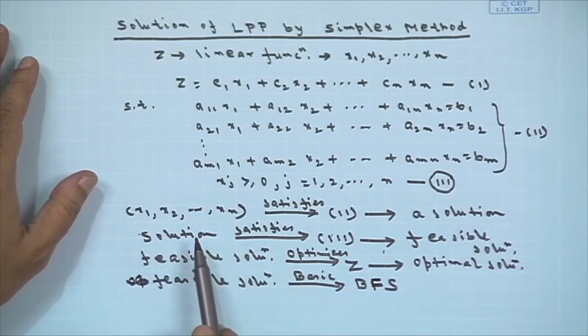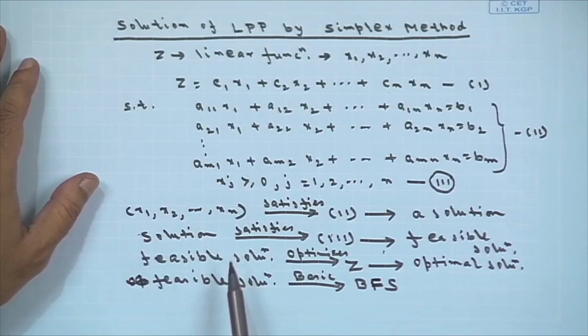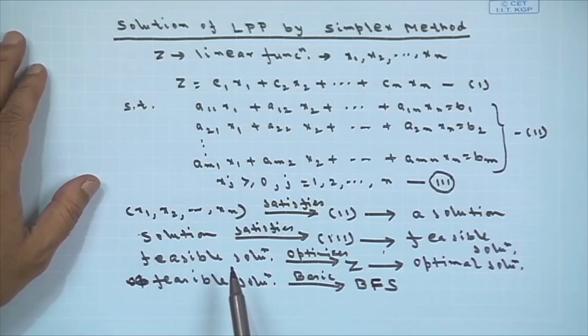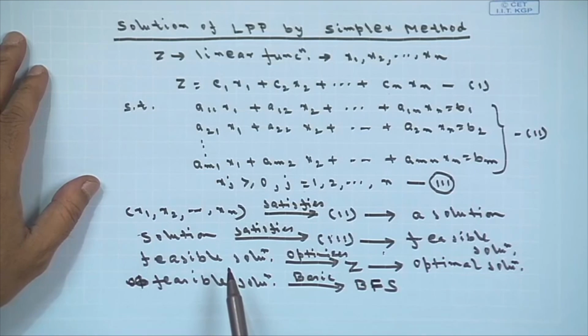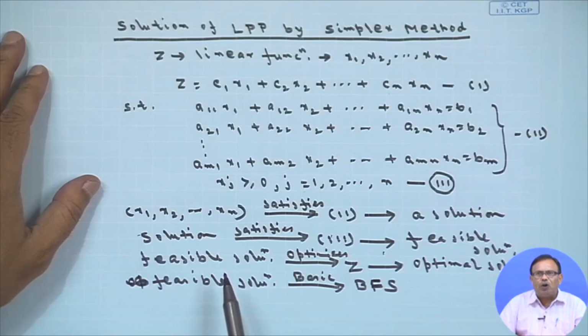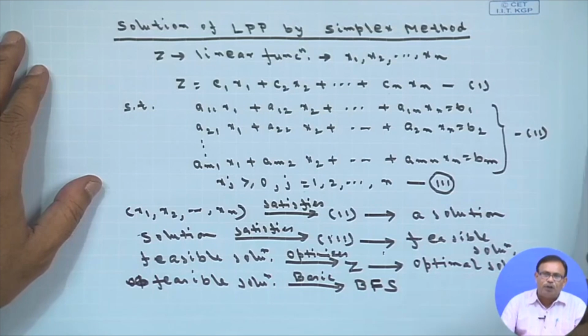I am re-emphasizing these things, because afterwards we will use these terms very frequently. You have a problem, that is, you have to either maximize or minimize a function z given by equation 1, subject to satisfying a set of constraints given by 2 and 3. 3 denotes the non-negativity constraint of the decision variables. Now, a set of n-tuples x1, x2, xn which satisfies the condition 2, we call a solution. Whenever the solution satisfies the non-negativity constraint 3, we call it a feasible solution. If the feasible solution is basic, we call it a basic feasible solution, and if the feasible solution optimizes the objective function z, we call it an optimal solution.